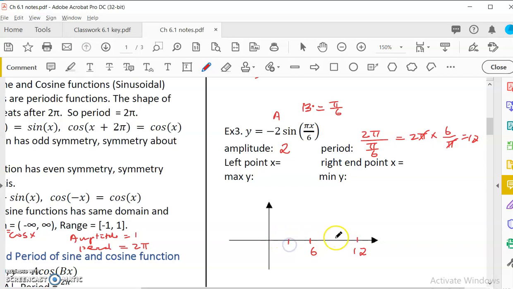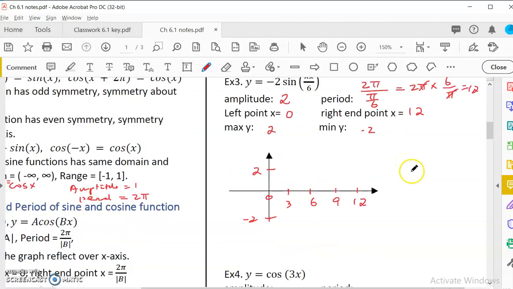We always write down all the quarter points. What is between 6 and 12? It is 9, right? Because 6 plus 12 is 18, 18 divided by 2 is 9. That's how you do it. And then the beginning is 0. The maximum y is 2. The minimum y is -2. So 2 and -2. Left end point always is 0. Right end point is the period.